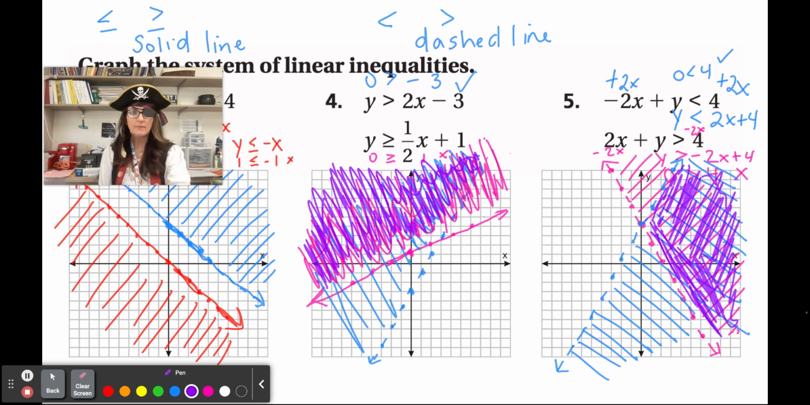Okay, and so I could pick any point, right? I could come over here and try a point. Let's try 3, 3. Okay, let's try the pair 3, 3. So it should make it true, 2 times 3 plus 4. Is 3 less than 10? Yes.